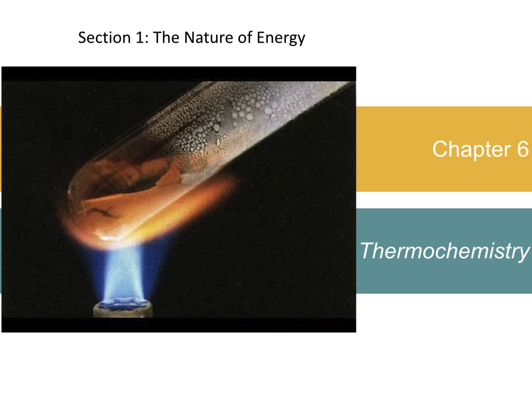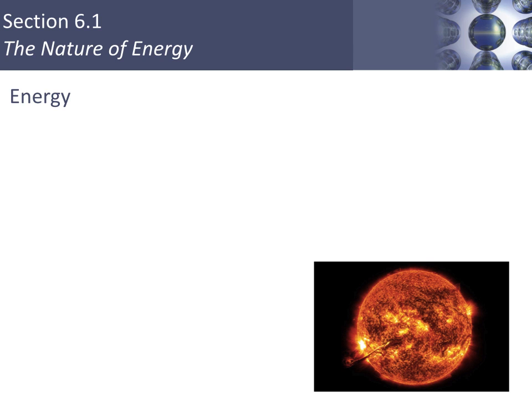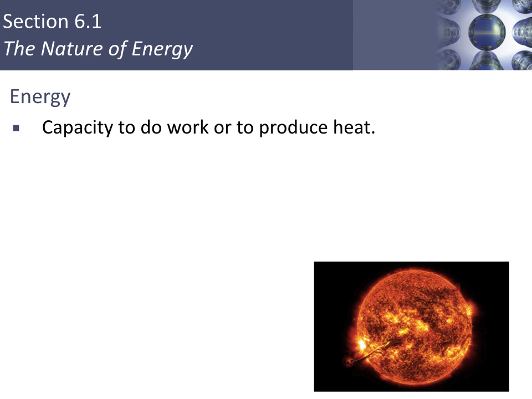Right, this is chapter 6 on thermochemistry. We're going to start off with the beginning of the chapter, which is essentially a little background on what you need to know about energy. So, heat involves the transfer of energy between two objects due to a temperature difference. We call energy the capacity to do work or produce heat.